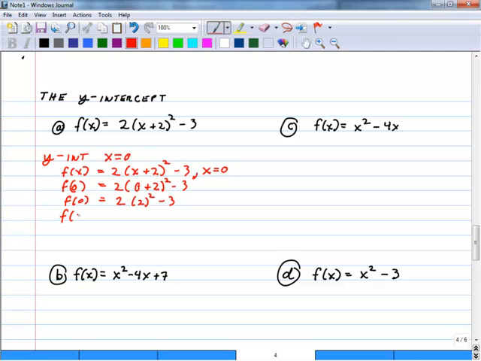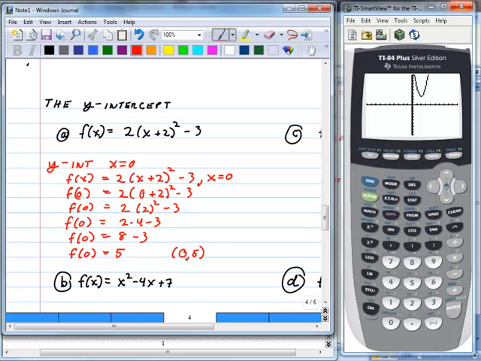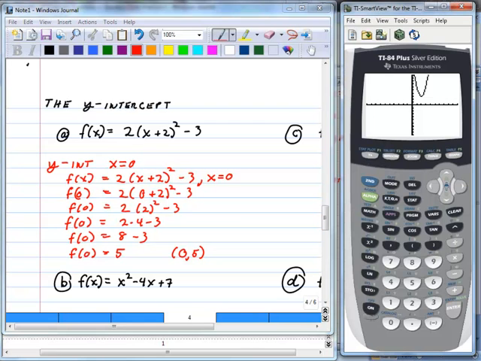Then I simplify some more, and I get 2 squared, which is 4, 2 times 4 minus 3, and then I end up with f of 0 is equal to 8 minus 3, and that f of 0 is equal to 5. So the y-intercept, it's not a number, it's the point (0, 5). In other words, this particular graph crosses the y-axis at (0, 5), and we can test that.